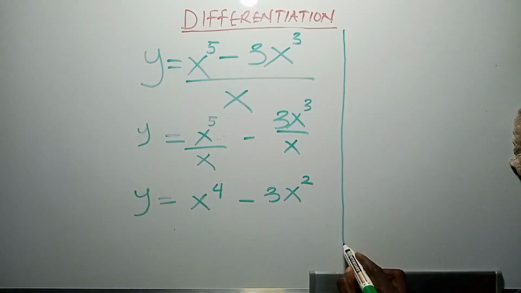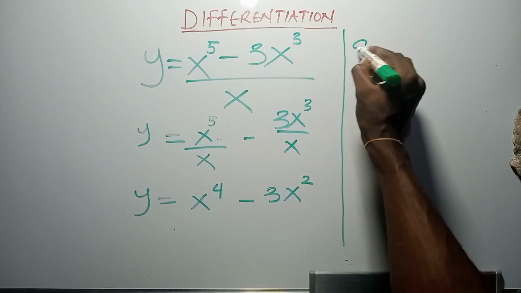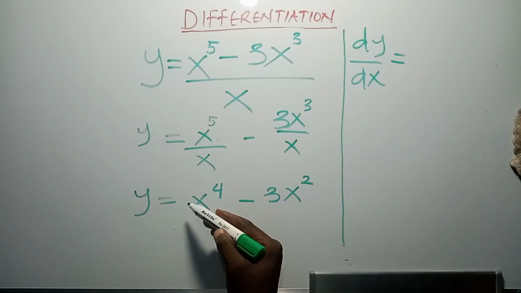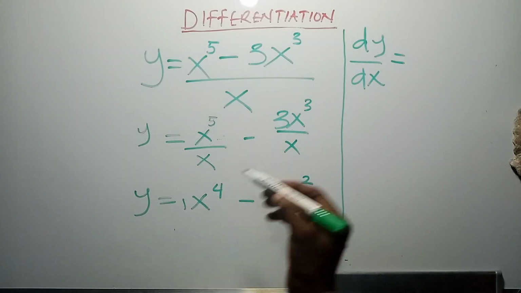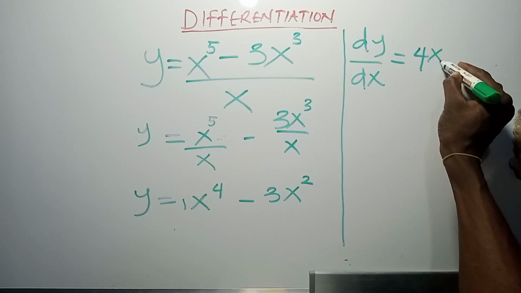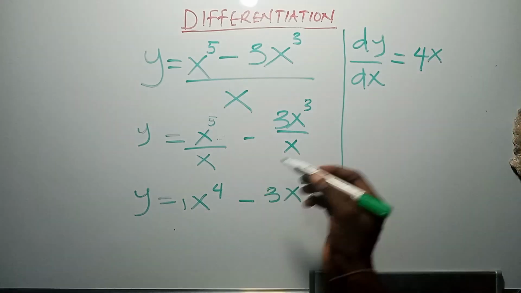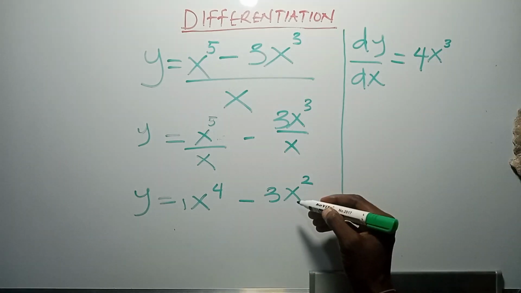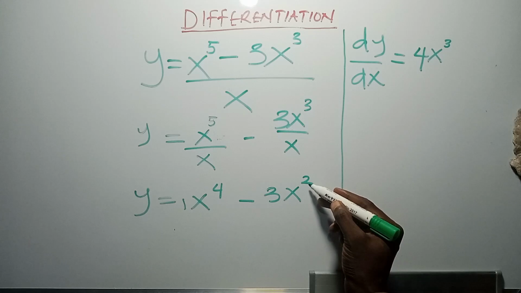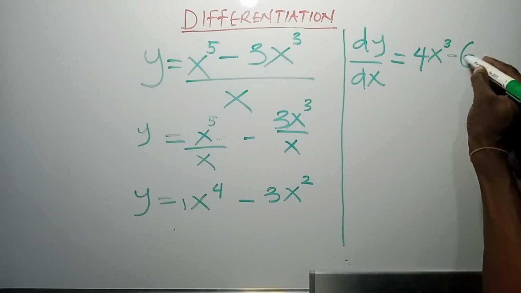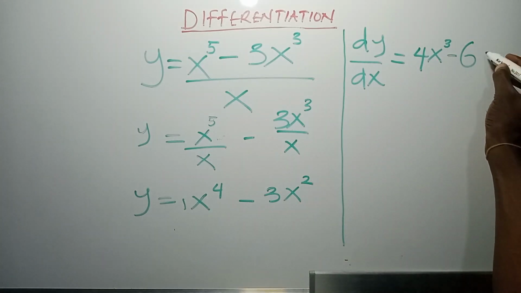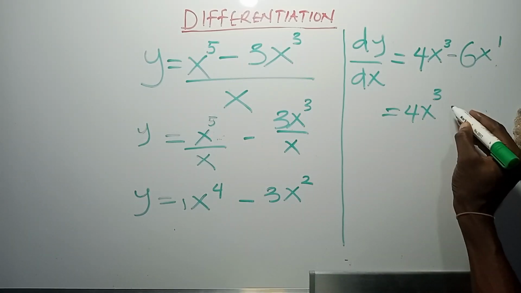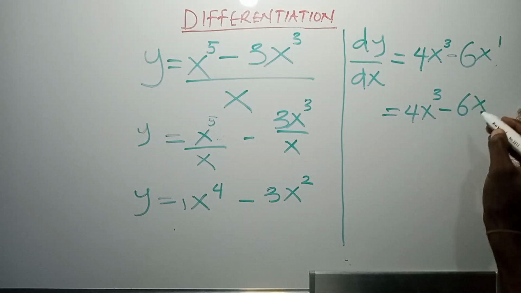So if we differentiate now, we would have that dy/dx is equal to, there's an invisible 1 here, so 1 times 4 gives us 4. x raised to the power of 4 minus 1 gives us 3. And then we go over to this one. 2 times 3 gives us minus 6. And if we remove 1 from here, we're left with 1. Which is the same thing as 4x cubed minus 6x.